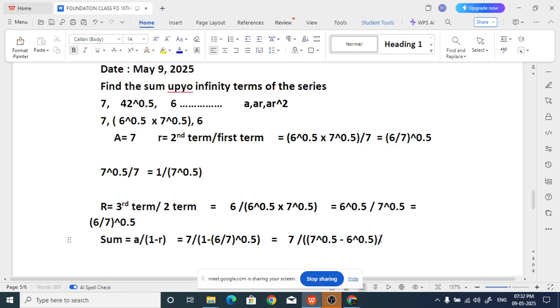Divided by what will you get? Root 6 by 7, square root of 6 by 7. I am taking, so what is the numerator you will get? 7 root 7, no?